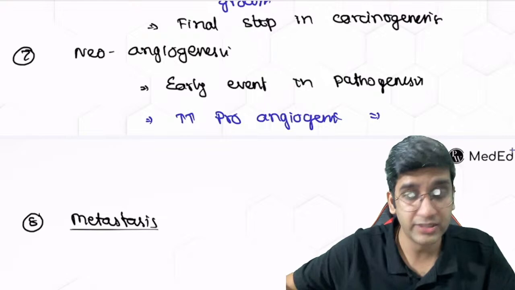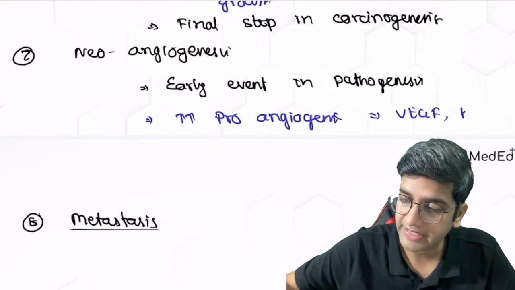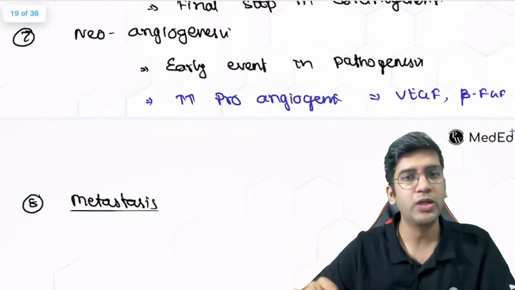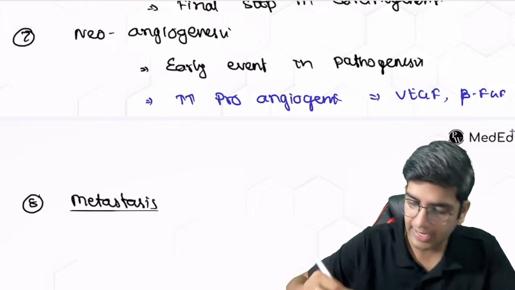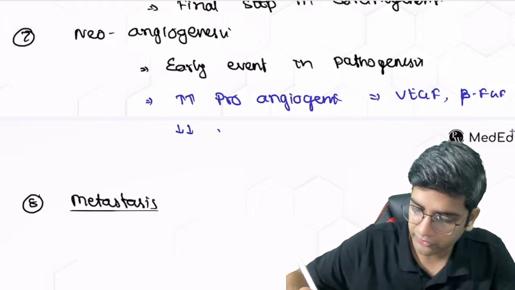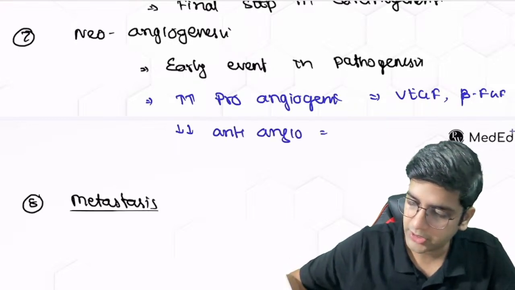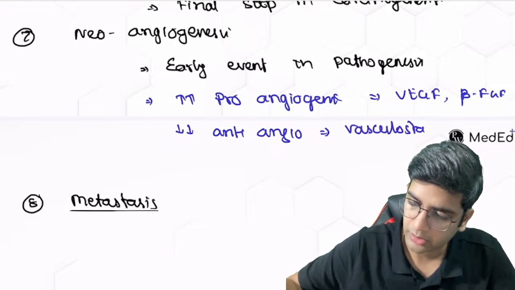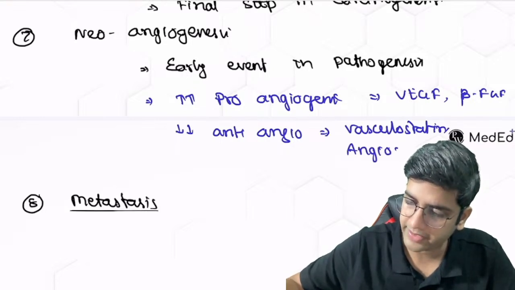There are two pro-angiogenic factors: VEGF, the most important one, don't miss it, and the beta subunit of fibroblast growth factor, right? These are two. Angiopoietins are there, vasculopoietins are there, but these two are important for me. And there's a lesser amount of anti-angiogenic factors. So here there will be less vasculostatin, or angiostatin. Again, self-explanatory.